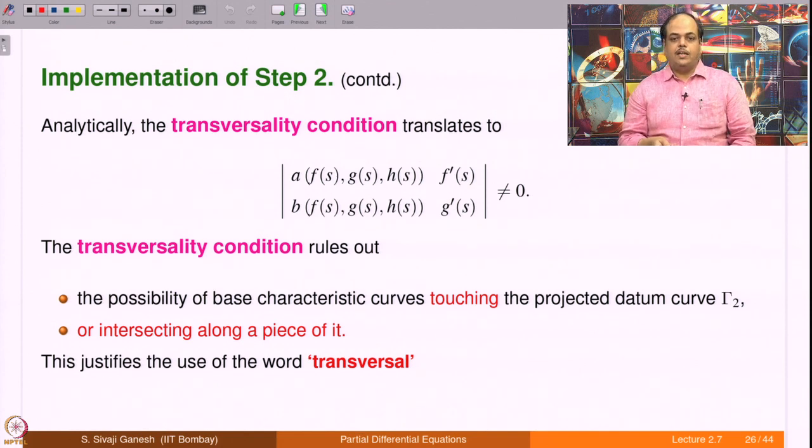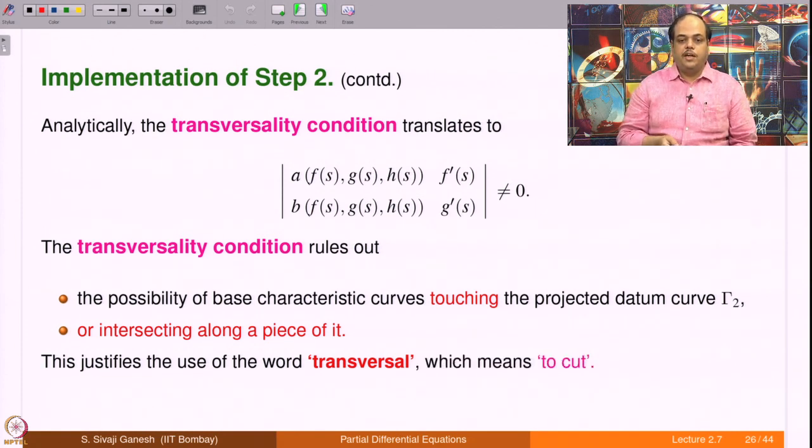Please spend some time on understanding this geometrically, because it will be useful when we are trying to give examples, or solve, or guess what would happen in certain situations for quasilinear equations. Some examples, it will help. So this justifies the use of the word transversal. It means to cut, it cuts.